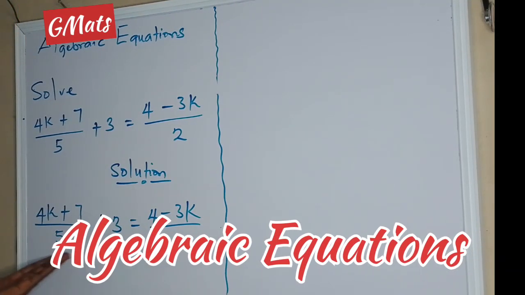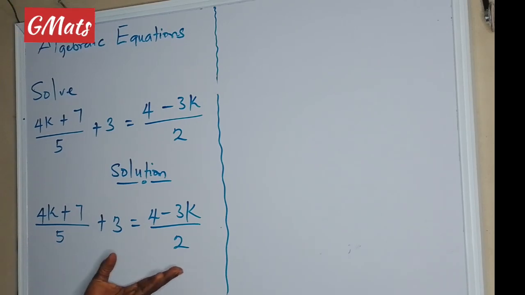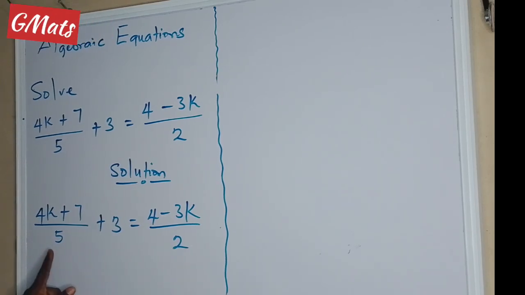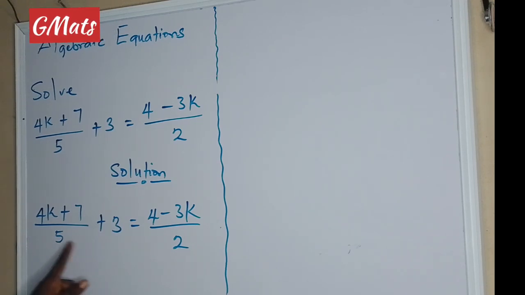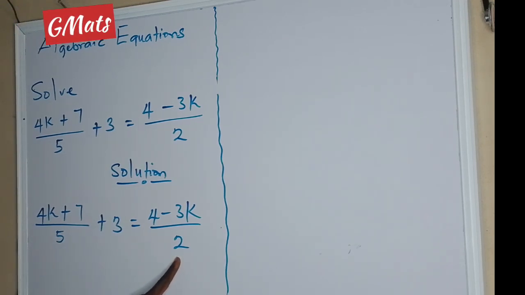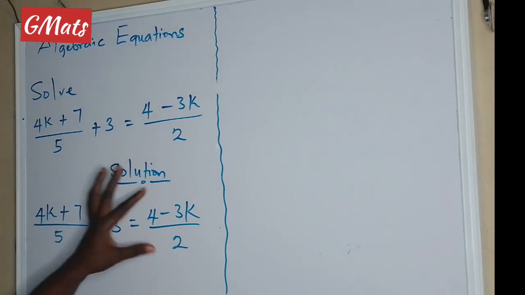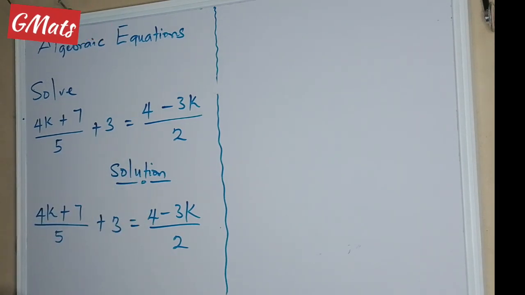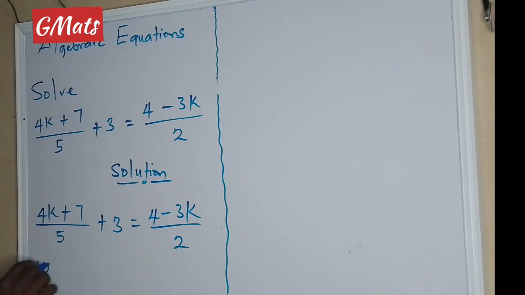Now the first thing to do is to get the LCM of the denominators. The LCM of the denominators 5 and 2 is 10. So you multiply each of the terms by 10. So let's do that now. So I multiply this by 10.